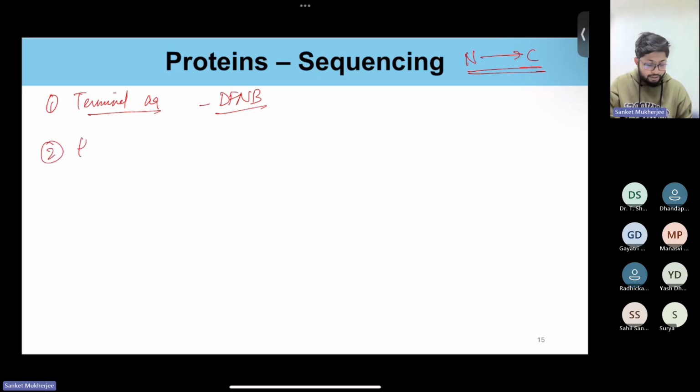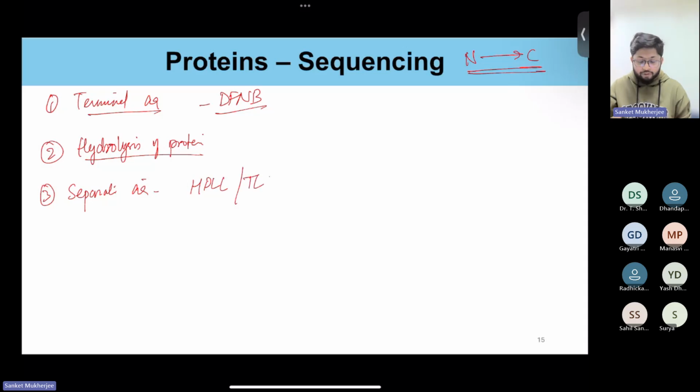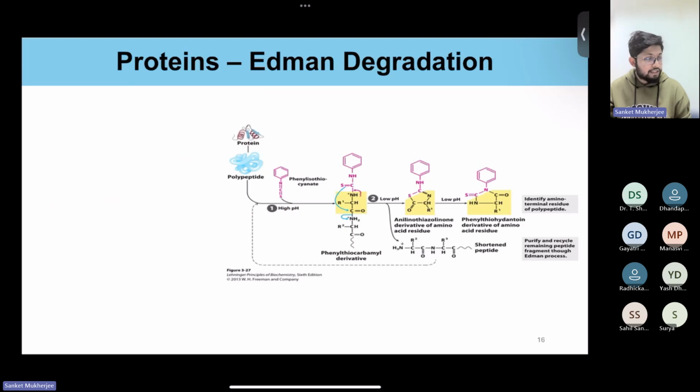Then we go for hydrolysis of the protein, where we perform acid hydrolysis to break the protein into different peptides. And then we separate the amino acids using, let's say, HPLC or even TLC, thin layer chromatography, can be used as well. And after that, these polypeptide chains are sequenced using Edman degradation. So Edman degradation looks something like this.